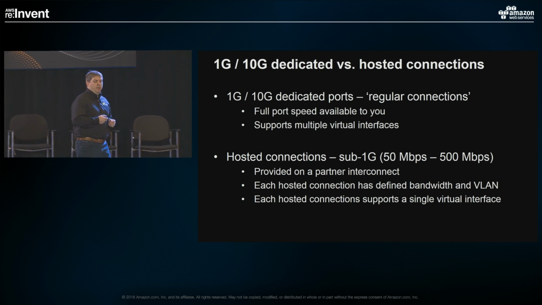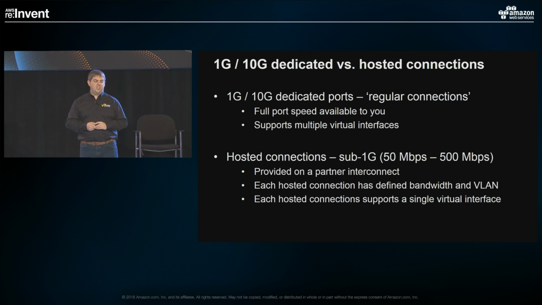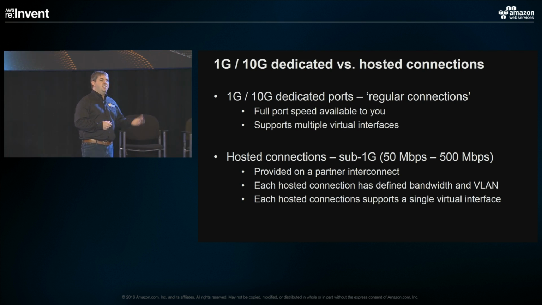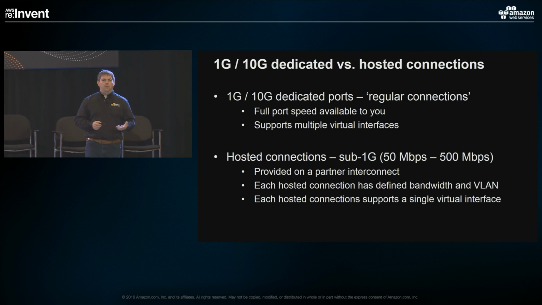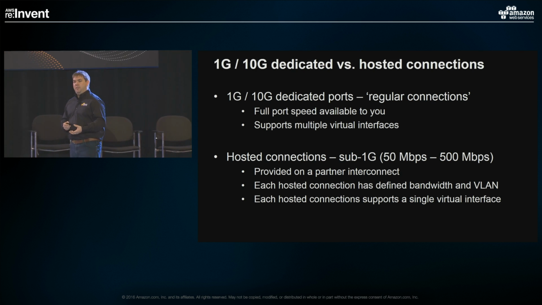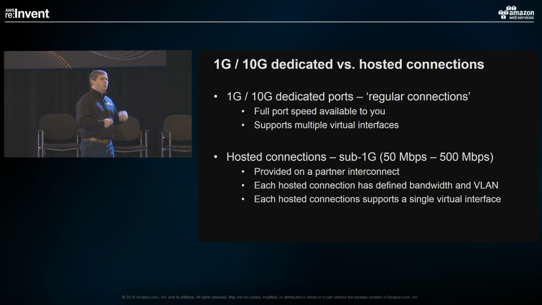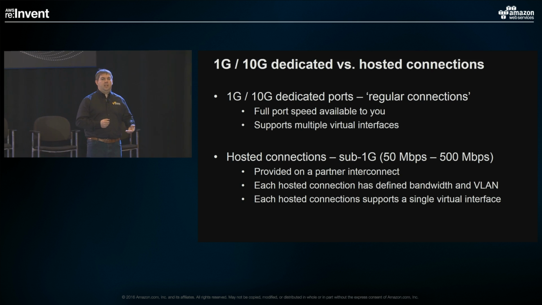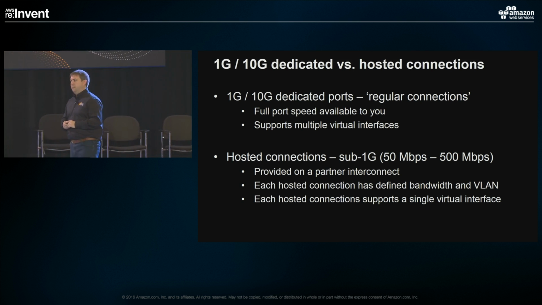With a hosted connection, though, this is provided by some of our partners. It enables you to get sub 1 gig connections, so 50 meg through to 500 megabits per second. It's actually provided on an existing connection we have with that partner. We call that an interconnect. And when they create a connection for you, it becomes a hosted connection. That hosted connection defines a bandwidth, the 50 meg through to 500 meg, and a VLAN. Because it's already defined the VLAN, when you create a virtual interface on that hosted connection, you can only create a single one of them. And I'm going to look at that in a bit more detail in a moment.